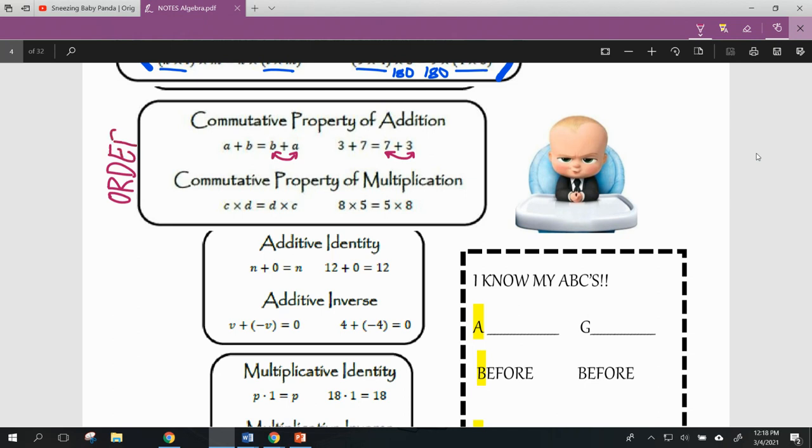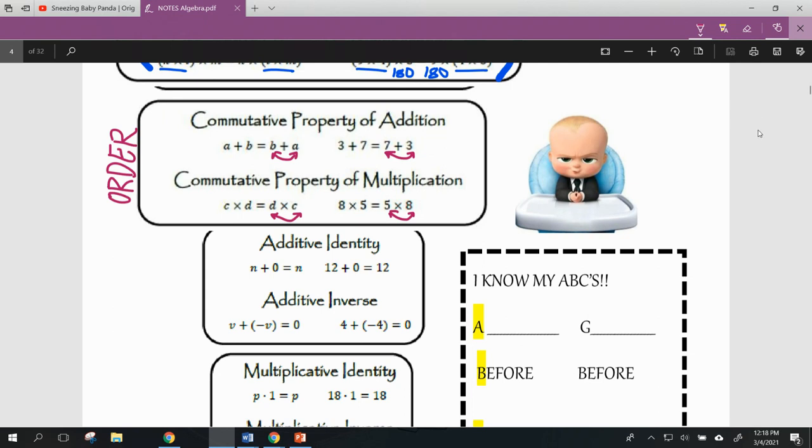The order is what changes. I'm still going to get the same answer. Same thing with multiplication. C times D is D times C. 8 times 5, that's the same thing as 5 times 8. I'm going to get the same answer. Again, properties that you've been using, but now we're just adding some academic vocabulary for you to be able to explain it.